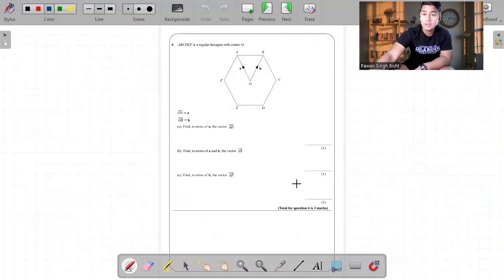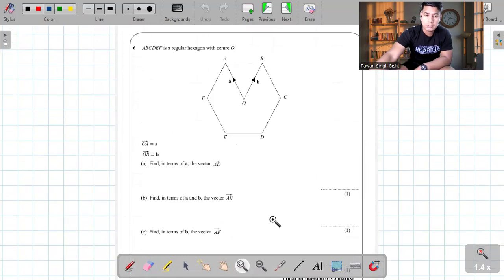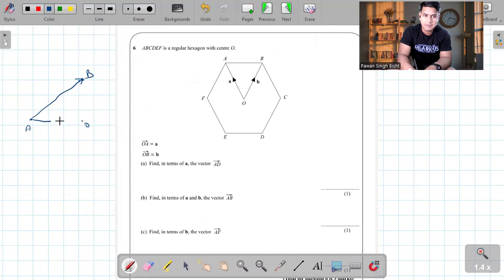Now this is called vector addition. Now suppose you have to add many vectors, right? So suppose this is A, this is O, and this is B, A, O, B, and you have to find vector AB. So we cannot go directly. I have to take an alternative path, right? So this is called the triangle law of vector addition. If I have to find AB, I can go by this path, AO plus OB.